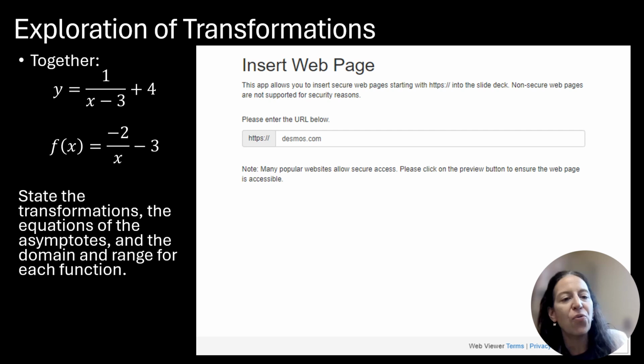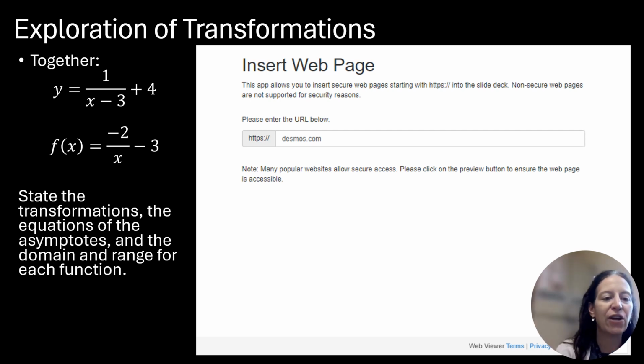All right, so we have our exploration of the transformations, and so the directions there say state the transformations, the equations of the asymptotes, and the domain and range for each function.